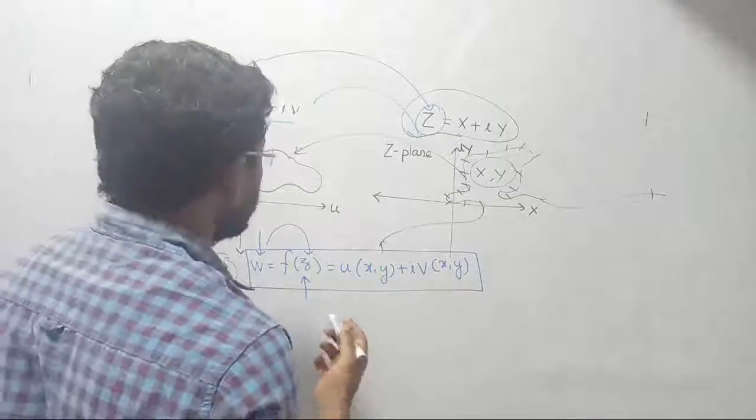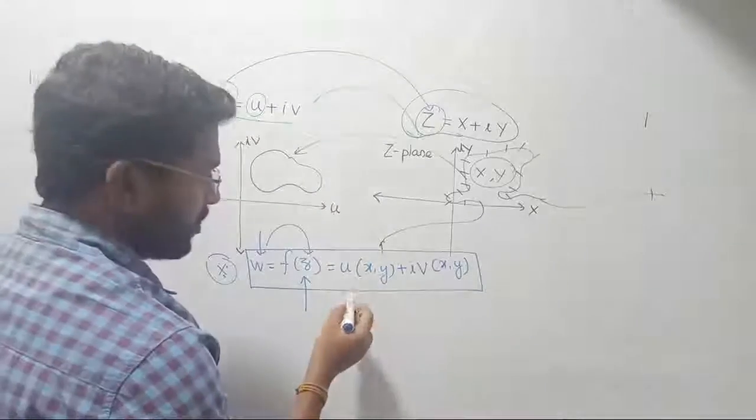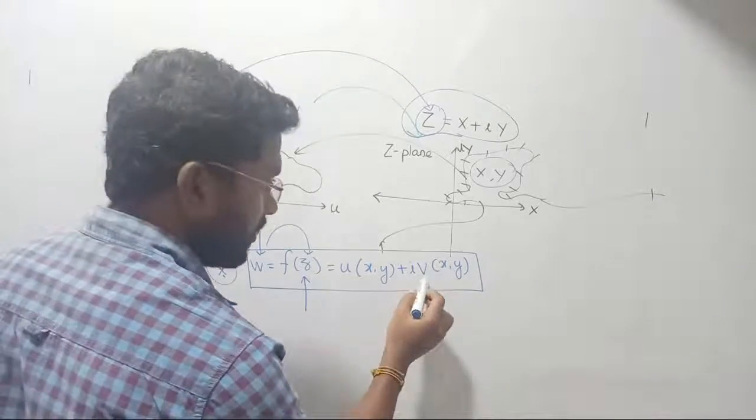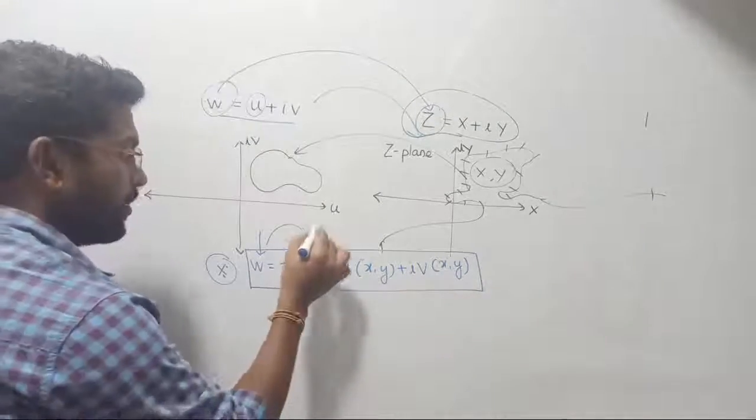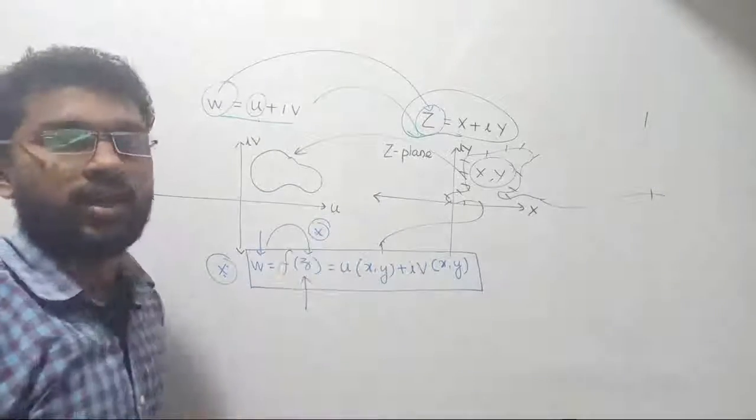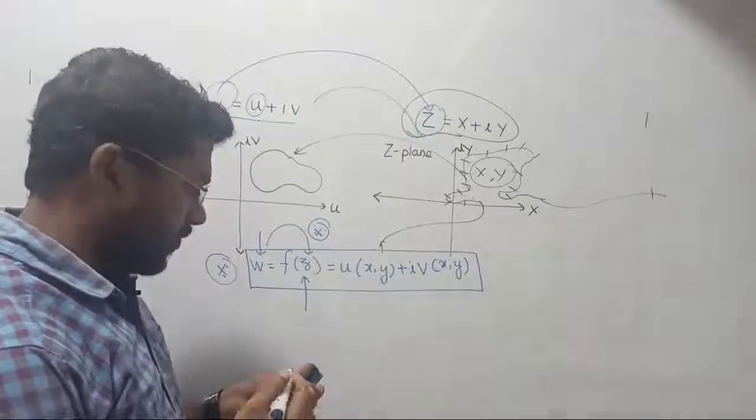So from this, the conclusion is that we can define w as u of x comma y plus i times v of x comma y. That's all clear. That is how we are defining a certain function. I hope things are clear to you all, right? Let's continue our journey with this.